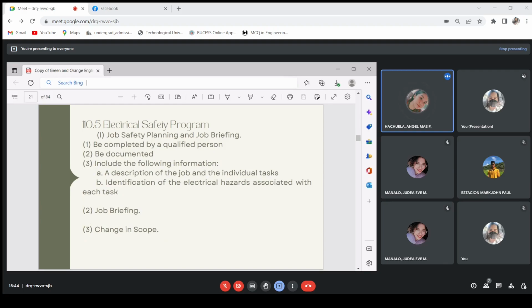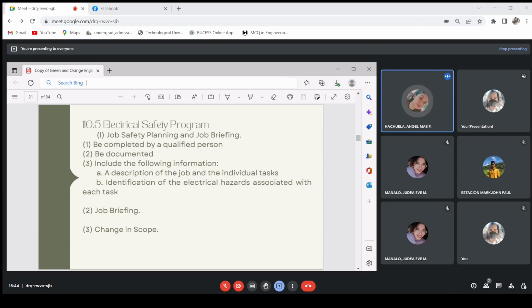So, letter I is job safety planning and job briefing. Before starting each job that involves exposure to electrical hazards, the employee in charge shall complete a job safety plan and conduct a job briefing with the employees involved.